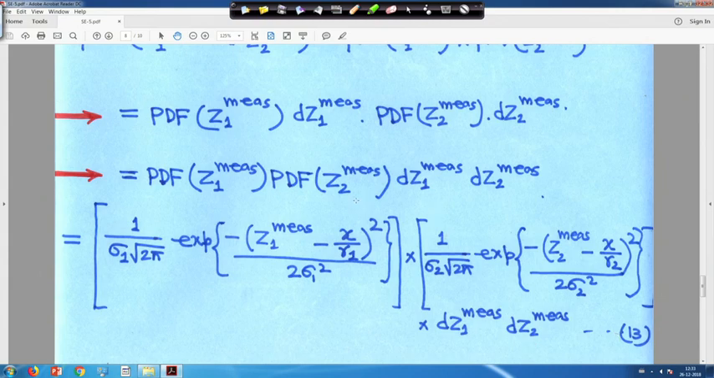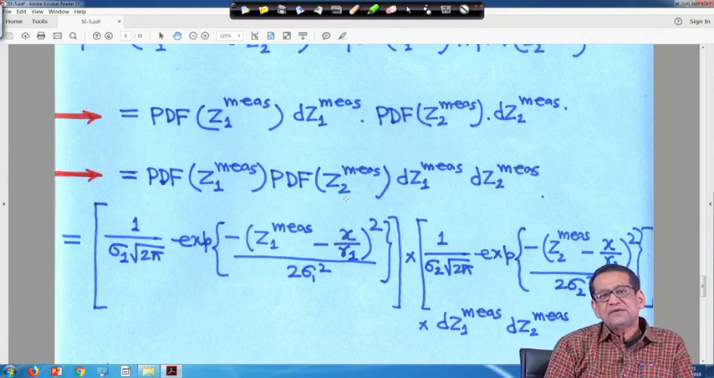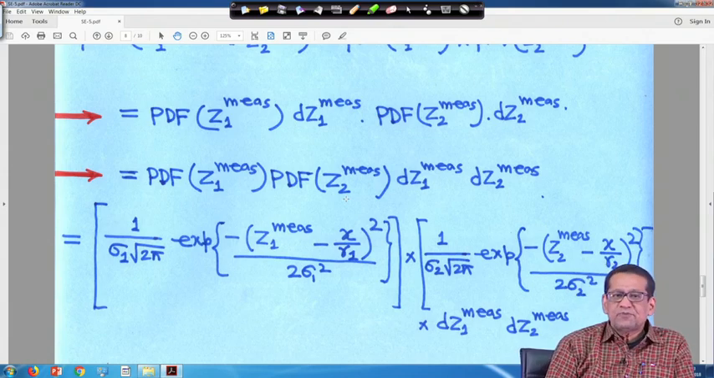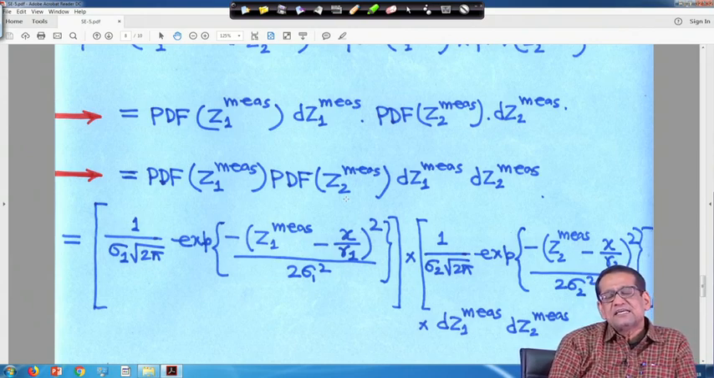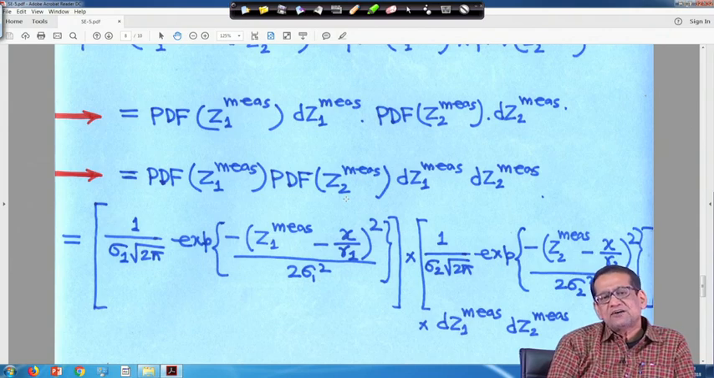Here also, we have to maximize the probability, so ultimately we have to maximize PDF z1 measure times PDF z2 measure. Again we have to take the natural logarithm of this. As I told you, maximizing the PDF function is the same as maximizing its natural logarithm, the ln function.